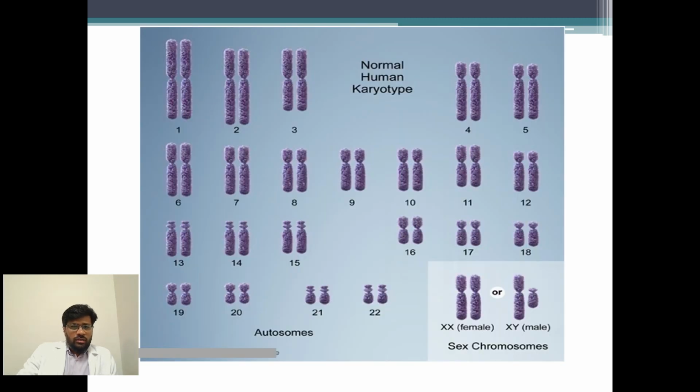Okay, this is a normal human karyotype. As you can see, the chromosomes are arranged in decreasing length, and the last ones you see are XY in males and XX in females. These are the sex chromosomes, and the others are autosomes. It's a basic, normal human karyotype.